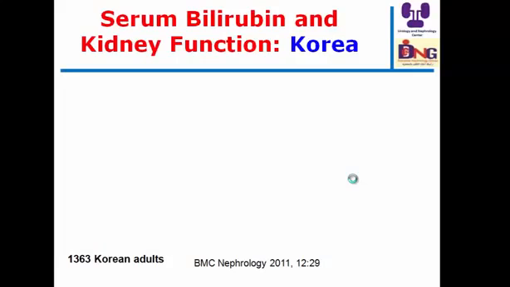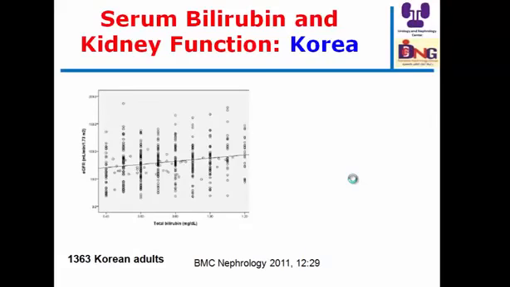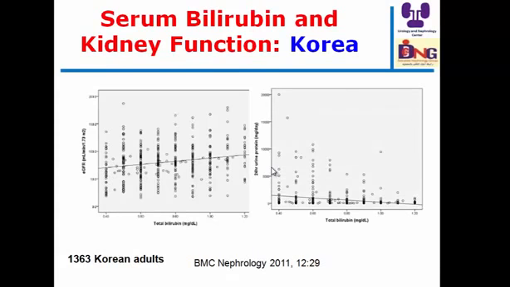The starting journey is from this 1,363 Korean adult cohort. If you look here, they found that the lower the serum bilirubin, the lower the estimated GFR. So the relationship between serum bilirubin and estimated GFR is a direct relationship. And serum bilirubin here is within normal range, but the lower value is associated with low GFR.